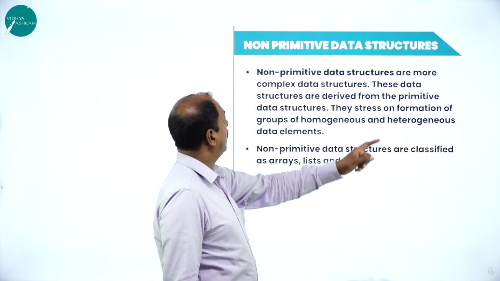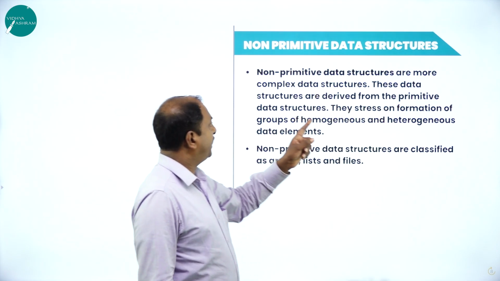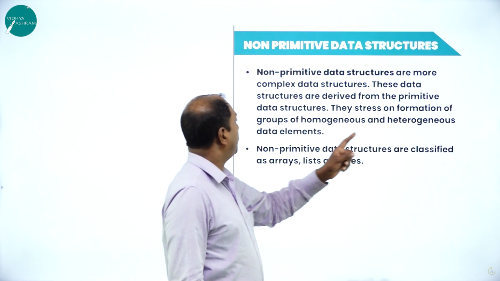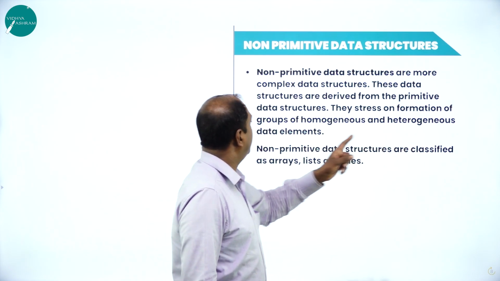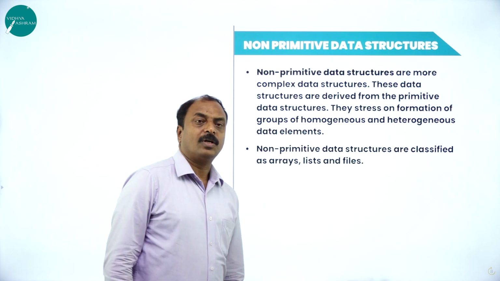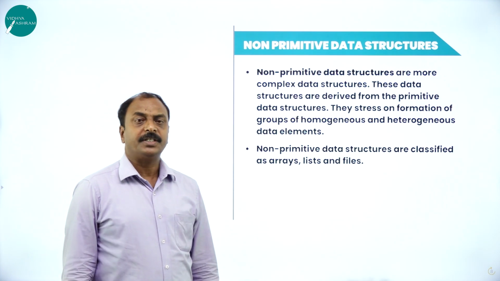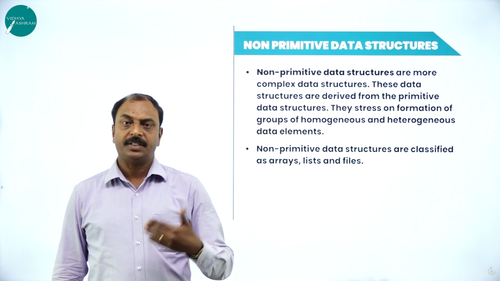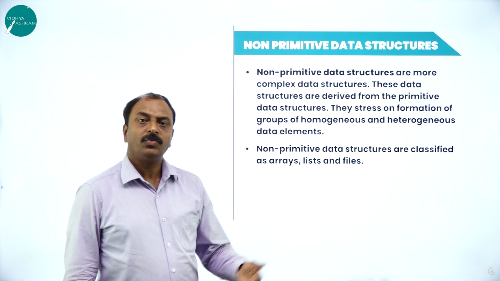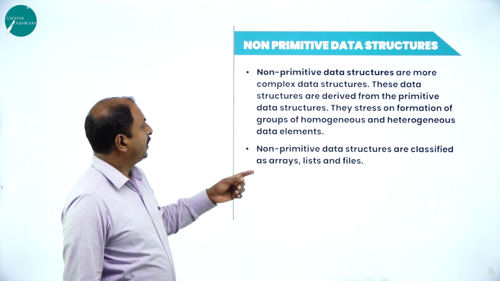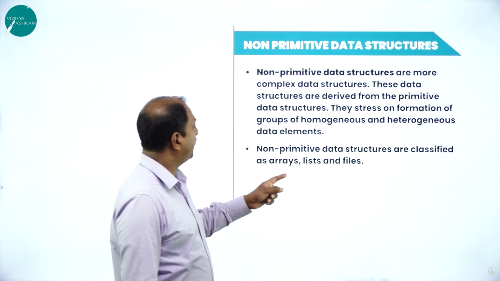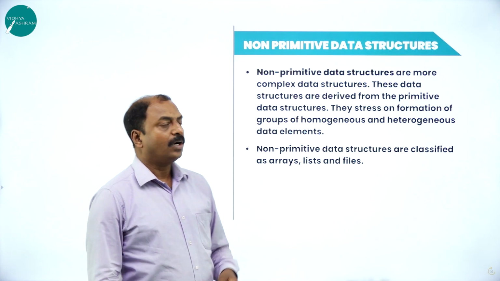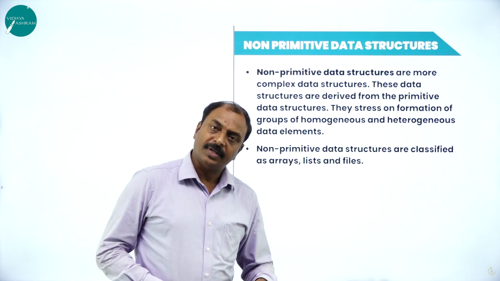Non-primitive data structures are more complex data structures. These data structures are derived from the primitive data structures. They stress the formation of groups of homogeneous and heterogeneous data elements. So what is a non-primitive data structure? These are data structures formed by primitive data structures, constructed with the help of primitive data structures. Non-primitive data structures are classified as arrays, lists, and files. Here, arrays, lists, and files are examples of non-primitive data structures.